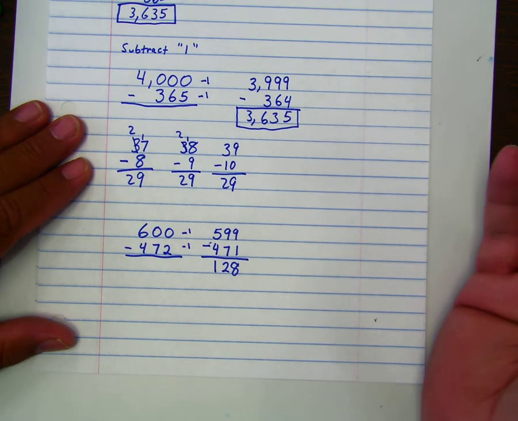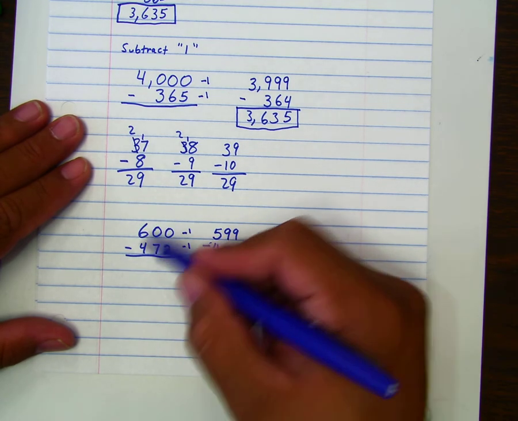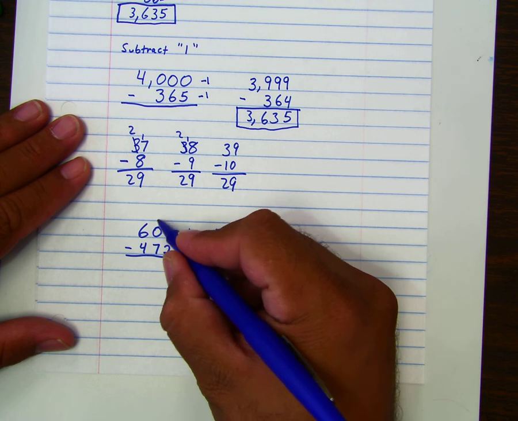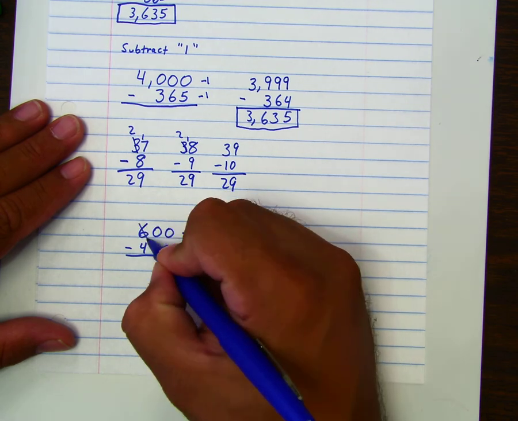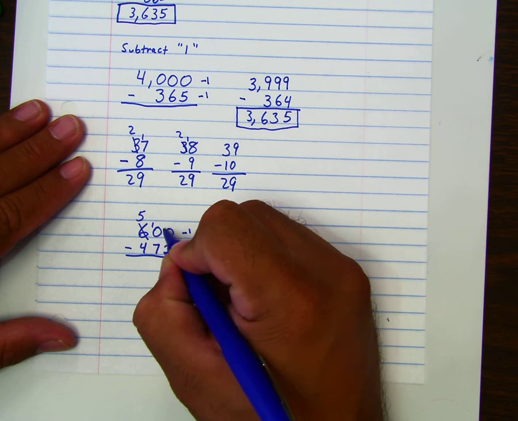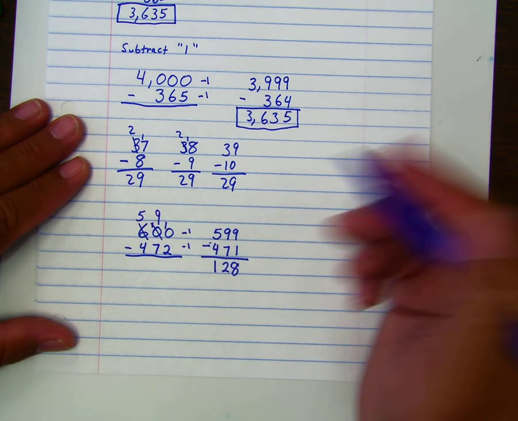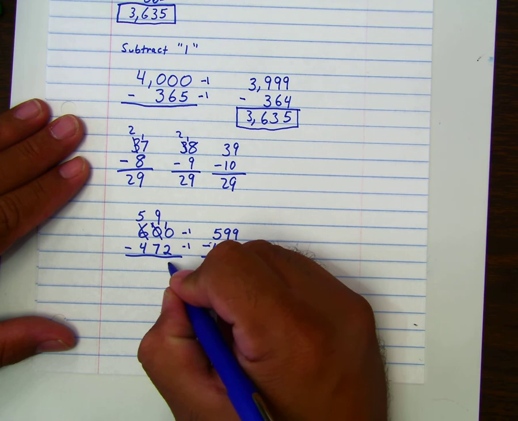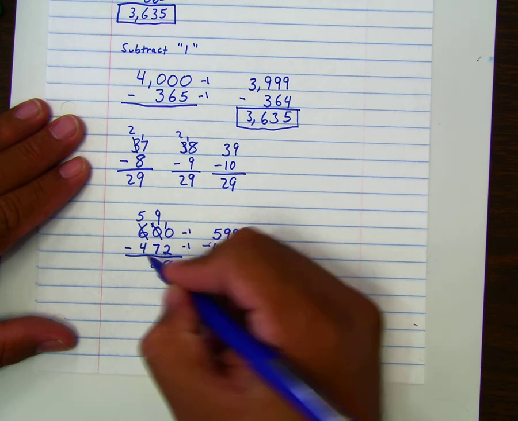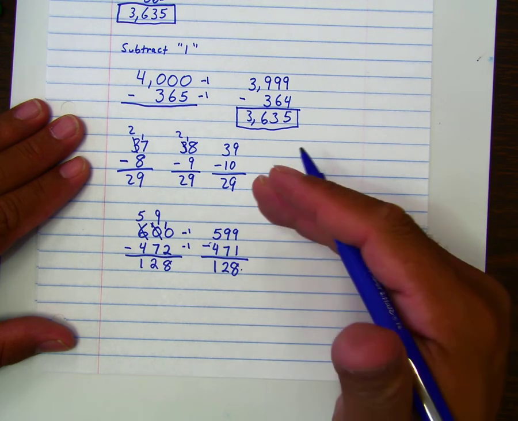And we can always check it. We can always do the regular algorithmic way here. We can't take 2 away from 0, so we're going to regroup. We have to regroup all the way to the hundreds. This becomes a 5, that becomes a 10. We're going to regroup, that becomes a 9, and finally our ones place becomes a 10. 10 minus 2 is 8, 9 minus 7 is 2, 5 minus 4 is 1. 128, 128, the same exact answer.